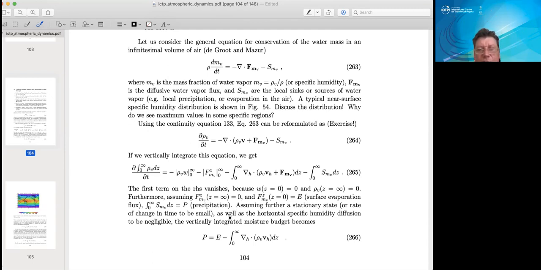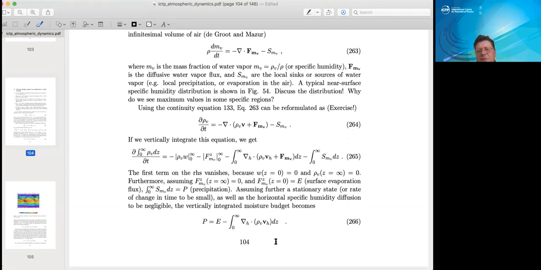We also assume that the remaining horizontal diffusive flux is small compared to the macroscopic flux of this quantity. In that case, the precipitation that we have locally has to be equal to the evaporation and the convergence of moisture.